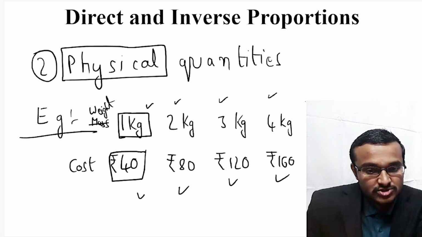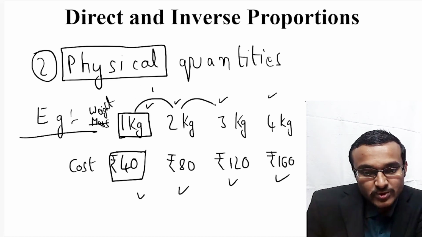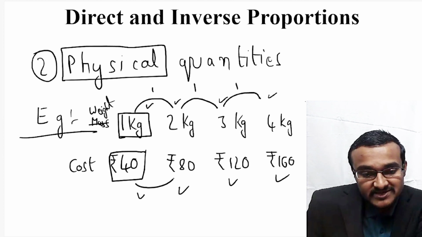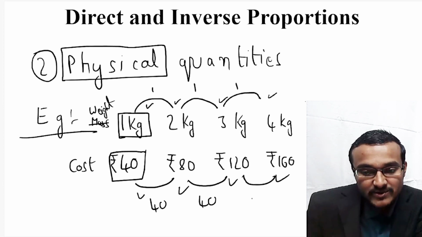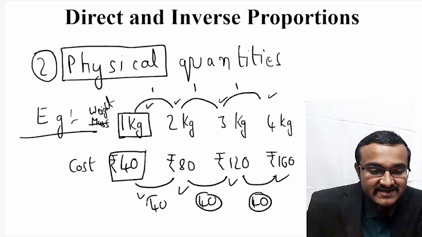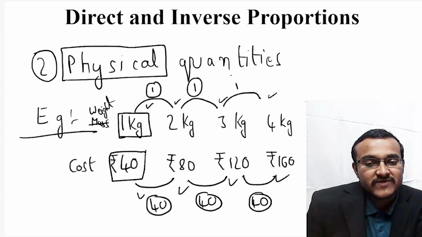Now you can clearly see the difference between two values is similar across the values which we have taken here. The difference between 1 kg and 2 kg is 1. Difference between 2 kg and 3 kg is also 1. Difference between 3 and 4 is 1. Here also in y, the difference between 40 and 80 is 40. Here also the difference between 80 and 120 is 40. Here also the difference between 120 and 160 is 40. So you can see there is a constant increase in y as there is a constant increase in x values.